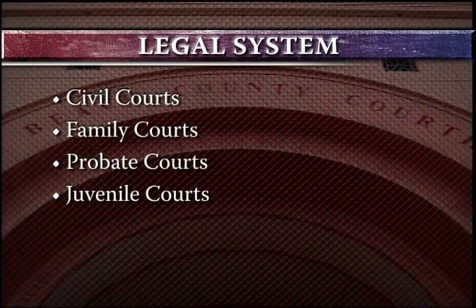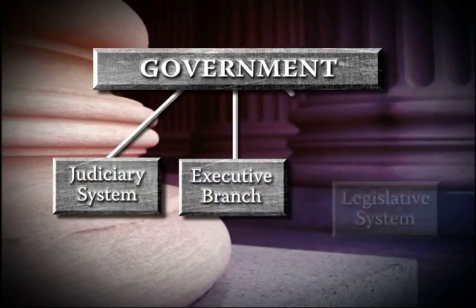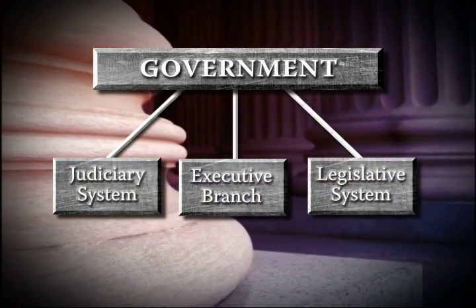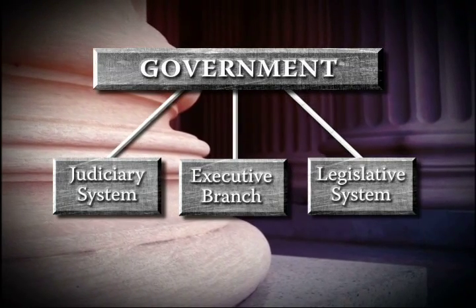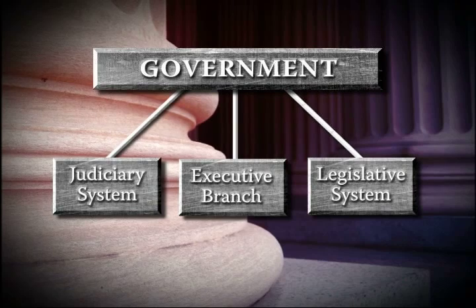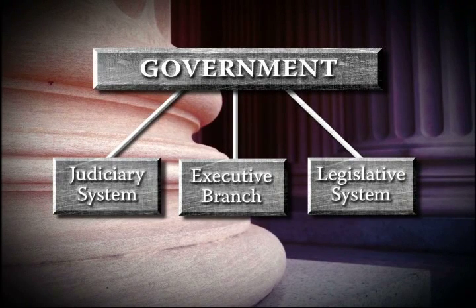The legal system is part of our judiciary system, which is one of the three branches of our government. The other two are the legislative branch, which consists of the House of Representatives and the Senate, and the executive branch, which consists of the President, Vice President, and members of the Cabinet.